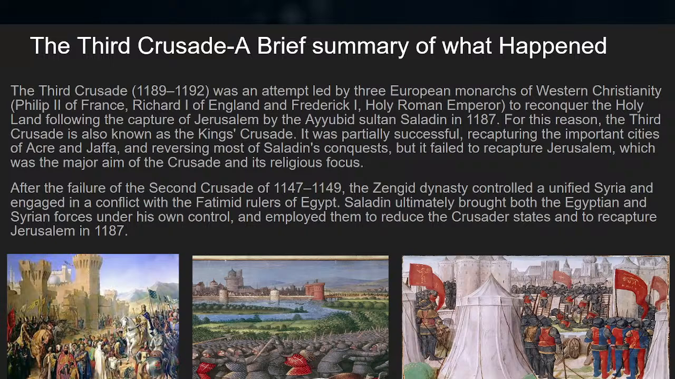Here are some oil paintings of the Jerusalem siege, which is now in modern-day Israel, on October 2nd, 1187 AD.